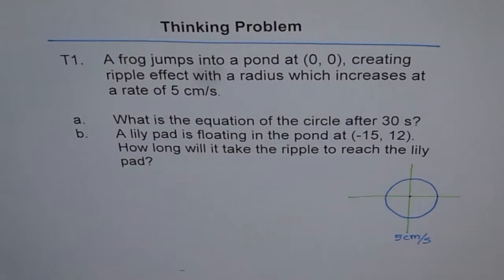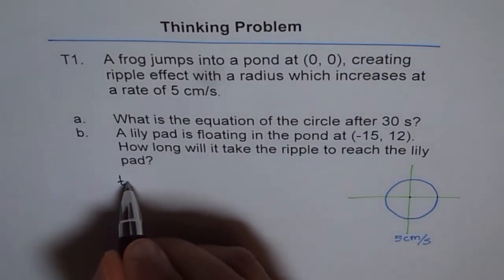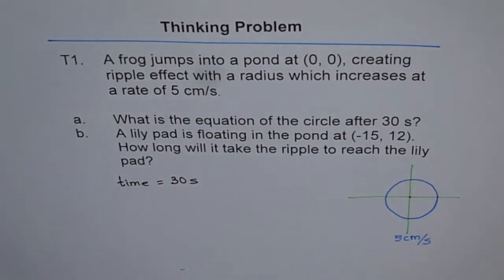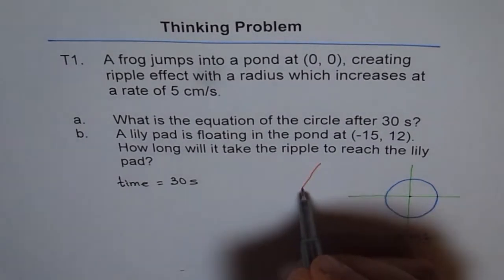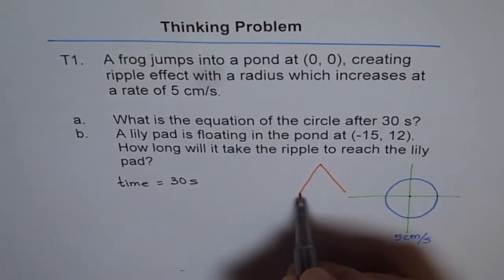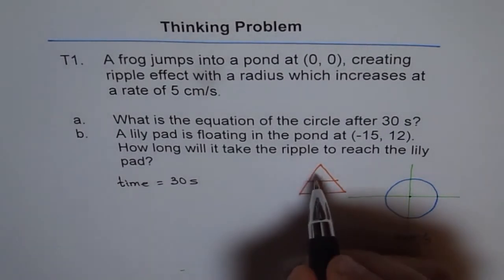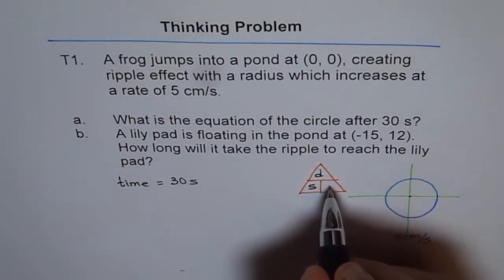That's the question. Now part A says, what is the equation of the circle after 30 seconds? So the time is 30 seconds. Now in 30 seconds, how far will the ripple go? So we have time of 30 seconds. And how do we know how far the ripple will go? So let's take the help of our triangle. You remember the distance, speed, time? Let's make that triangle first. I'm giving you this just as a recap. So distance, speed and time.